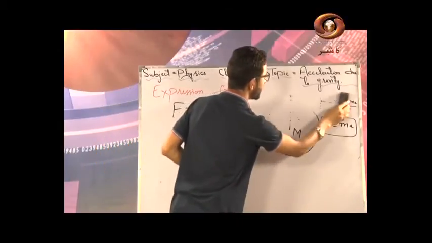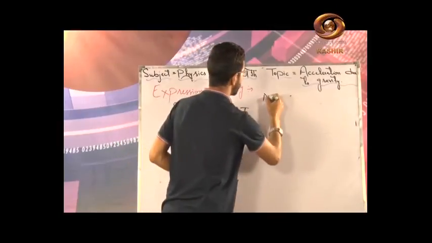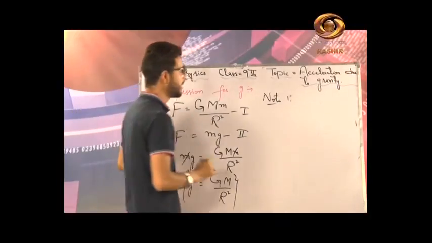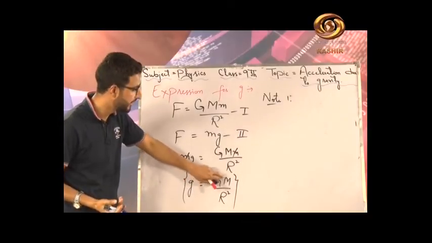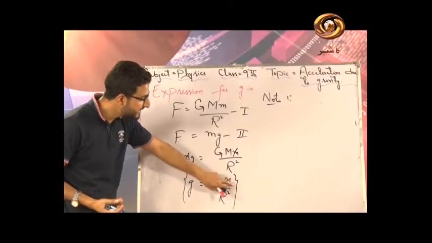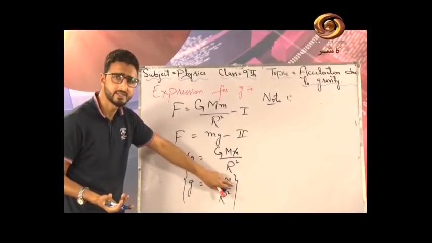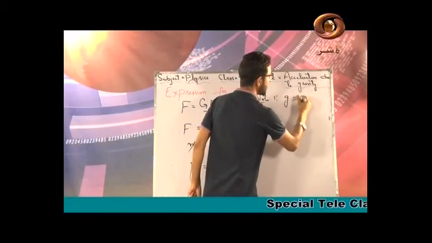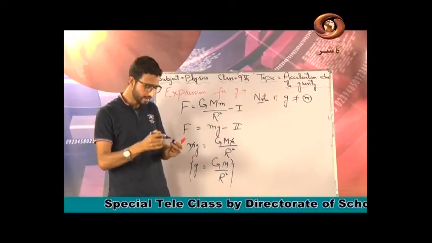Now let's write a few points regarding this expression. You can easily see from the expression of g that it depends on G, the universal gravitational constant, the mass of Earth, and the square of the distance between small m and capital M, right? Does it depend upon small m, I mean the mass of the body itself? You cannot see small m in this expression. So I can say that g does not depend upon the mass of the body itself. What does this mean?